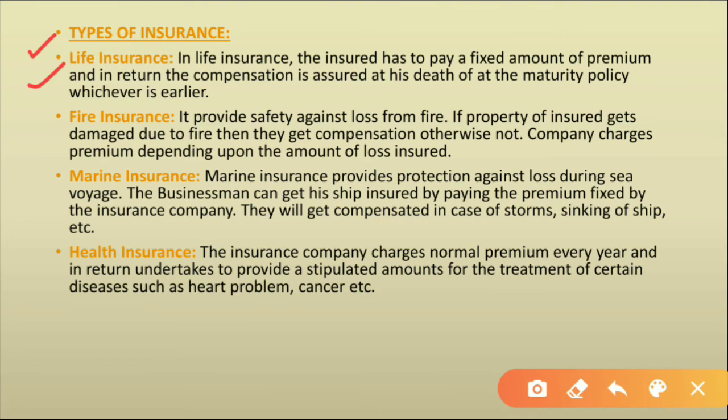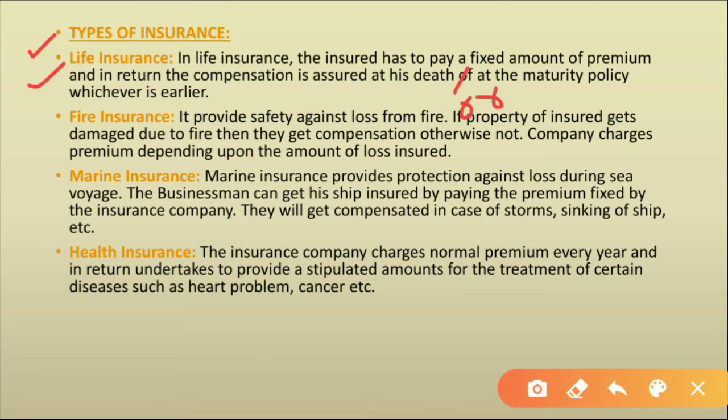Okay, it's very simple. In life insurance, the insured has to pay a fixed amount of premium, and in return the compensation is assured at his death or at the maturity of the policy, whichever is earlier. Now students, life insurance policy means what? If I am the person, then I can take a life insurance policy for my life.